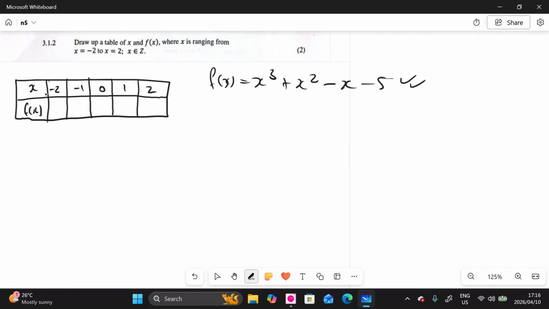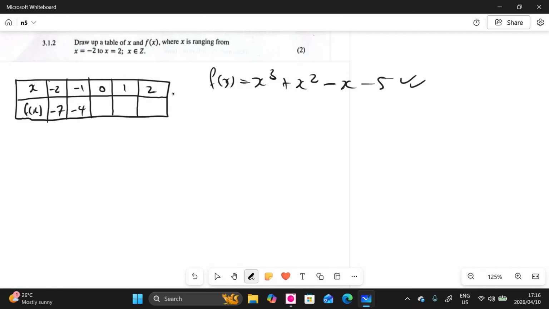So if we substitute negative 2 on this equation, what is it that you're going to get? If I use my calculator, I am getting negative 7, right? And then we move to the point where x is negative 1. If you substitute negative 1 here, what is our f of x? This is going to be negative 4. This reminds me of the turning point as well.